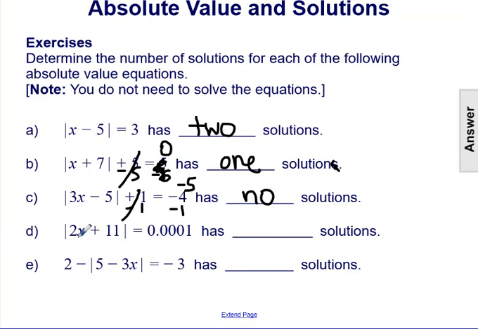D, we have this absolute value is equal to 0.0001. Who cares that it's a decimal? It's a positive number. It's greater than 0, so there are two solutions.